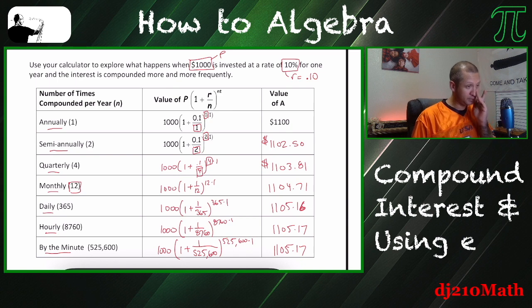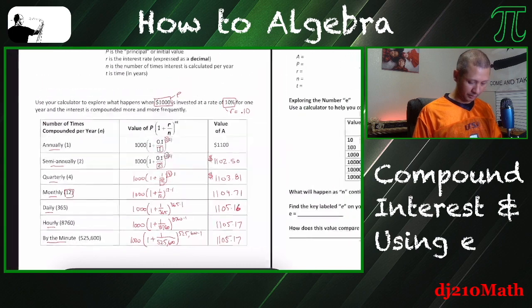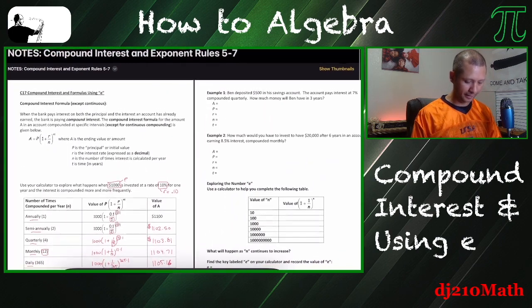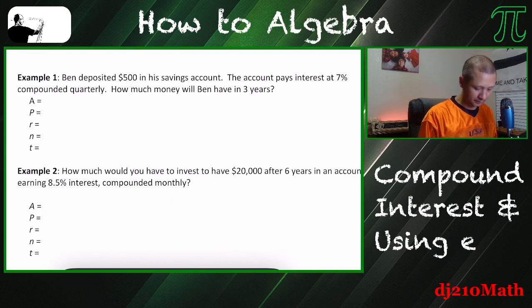Okay. Here's the list. It's kind of interesting, actually, the way compound interest works. Okay, let's see some actual examples. Let's apply it. Okay, Ben deposits $500 in his savings account.